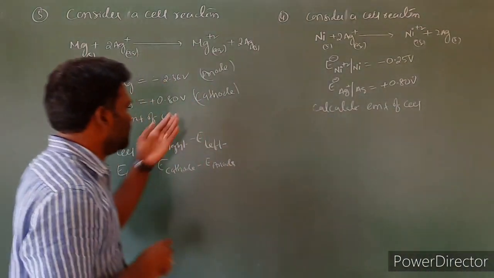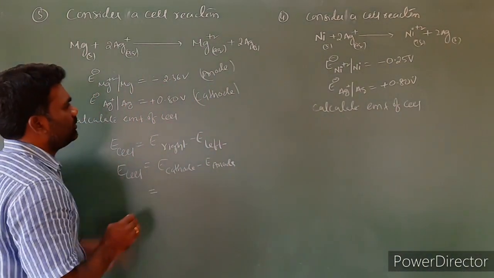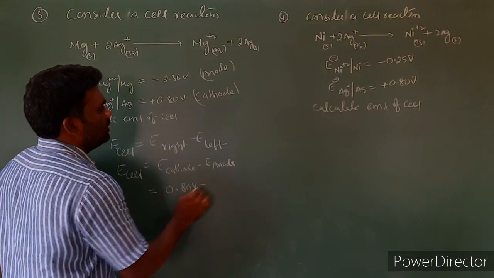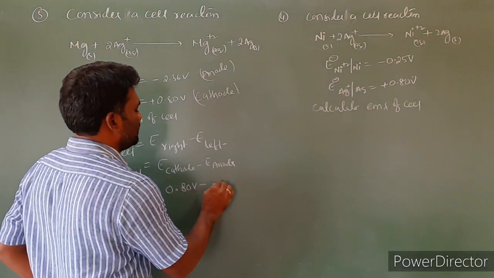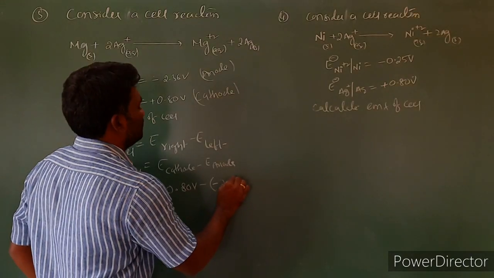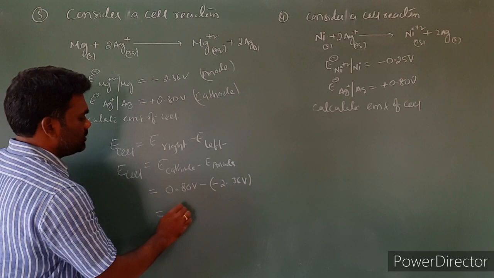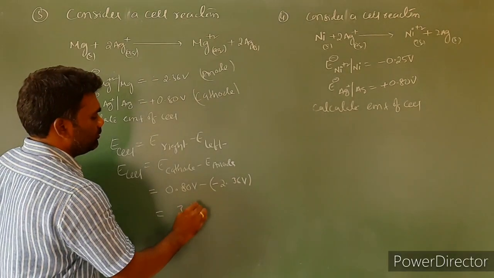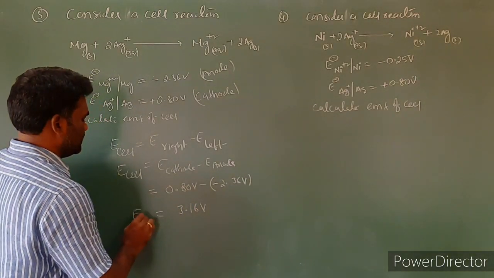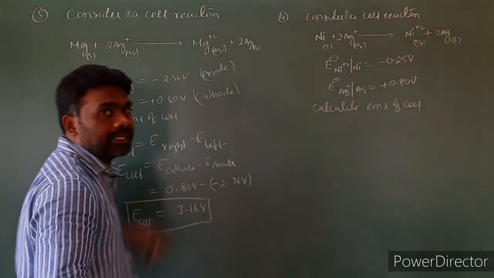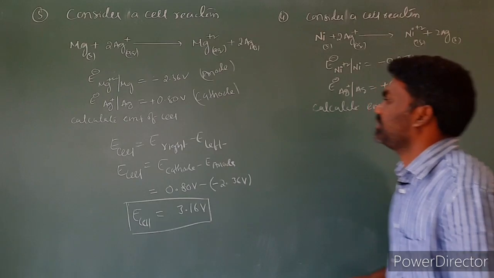Then substitute the values in the given formula. The cathode value is 0.80 volts, and the anode value is minus 2.36 volts. Upon simplification we get 3.16 volts. So this is the E cell for this equation.